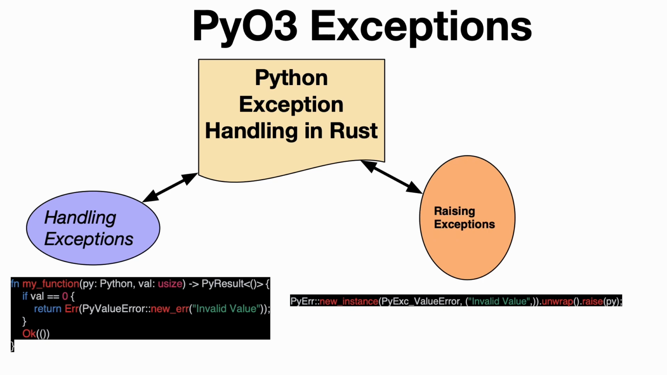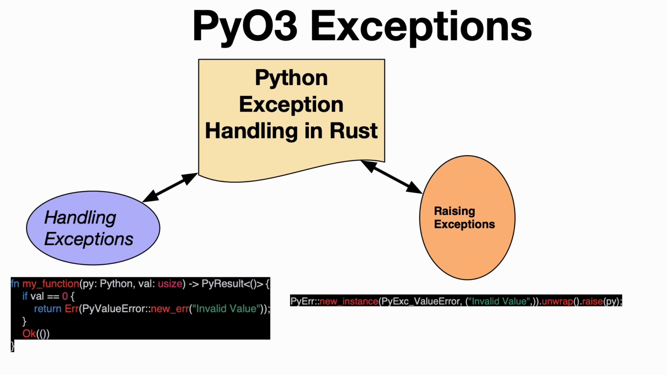Python exception handling in Rust is an interesting problem to deal with because you are able to get a different type of response in Rust, right? Where you have errors, but in Python, you have exceptions. So how do you do this?